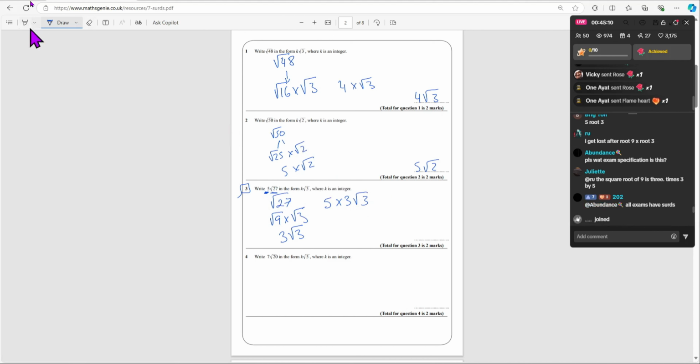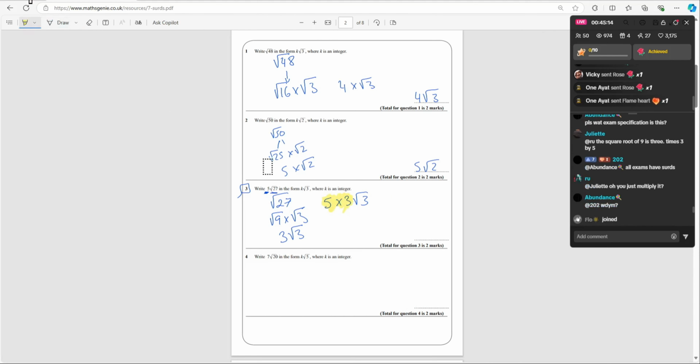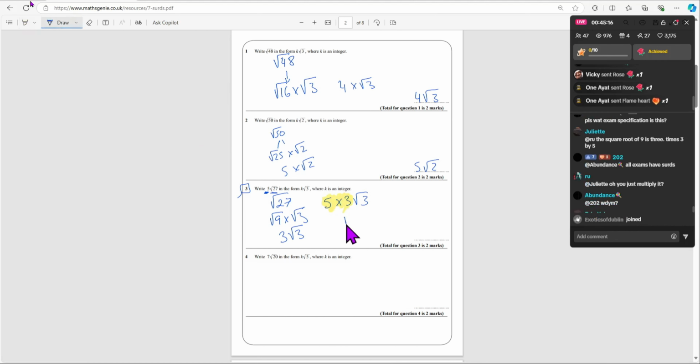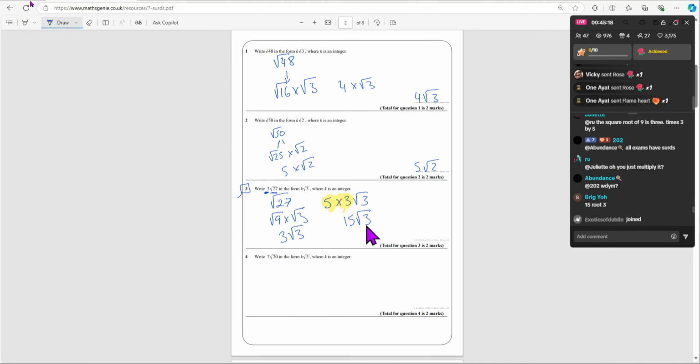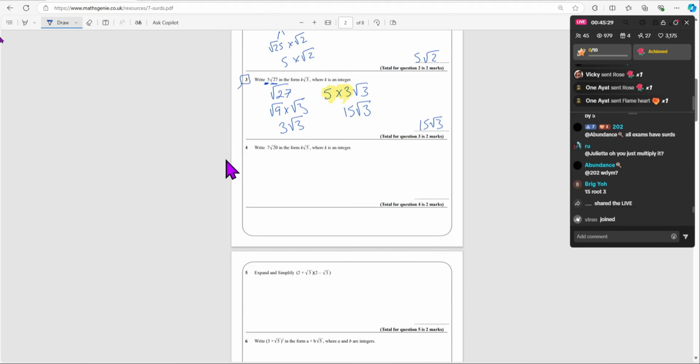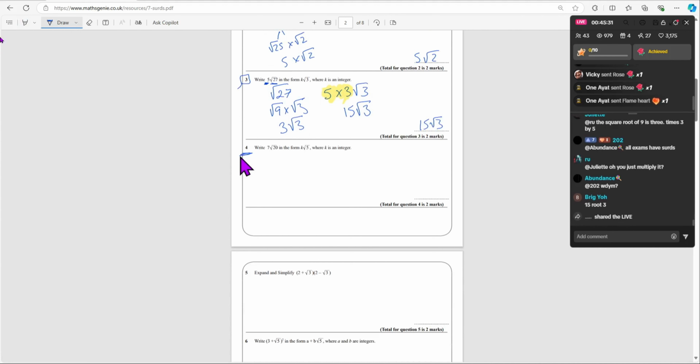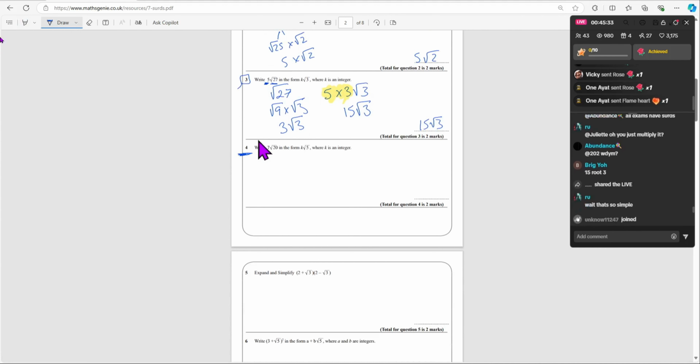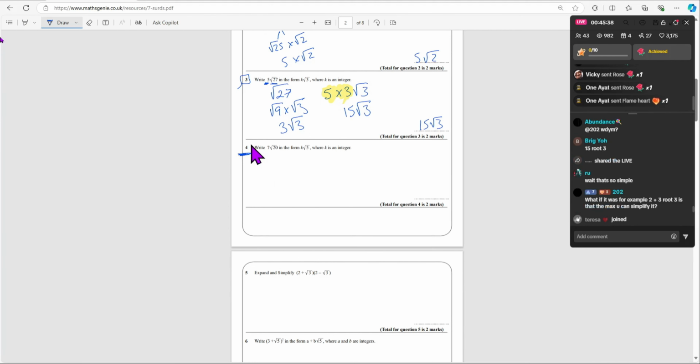So we have 5 times 3 root 3. What we do is simplify this. We're going to multiply this 5 and 3 together. 5 times 3 is 15. It's going to be 15 root 3, and that would be your final answer, 15 root 3. So k is 15. Now I want you to go through this question. Do question number 4 quickly. It's really simple. If you know how to do it, then that's easy marks you can achieve.